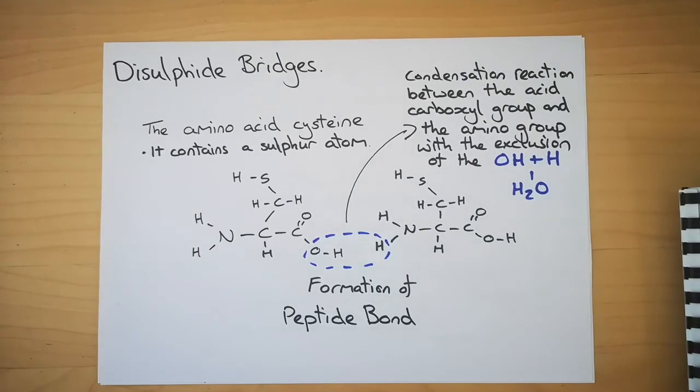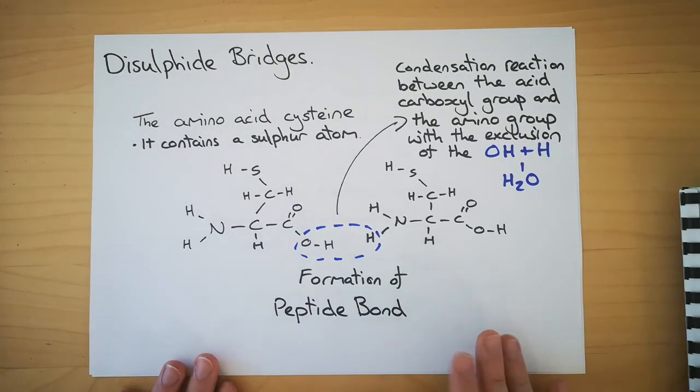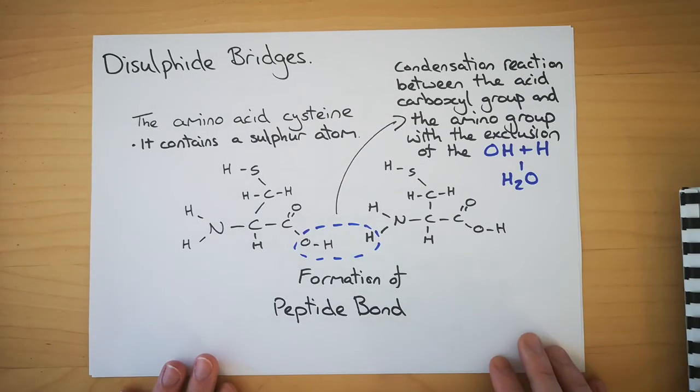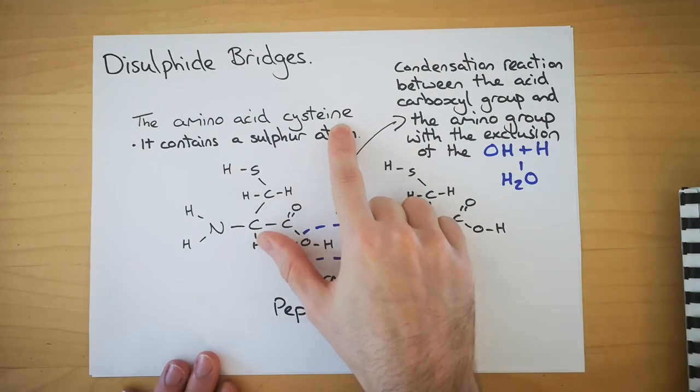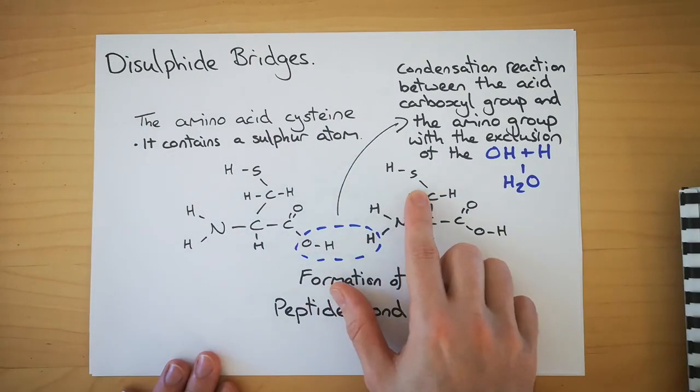Okay, so the last type of bond that we've got to talk about is the disulfide bridge. Now, once again, this is actually just a regular old covalent bond, but because it's very specific to proteins and it's really important that some proteins form these, it's given that specific name. So we're going to use cysteine as our example here, and that's an amino acid that has a sulfur atom in its R group.